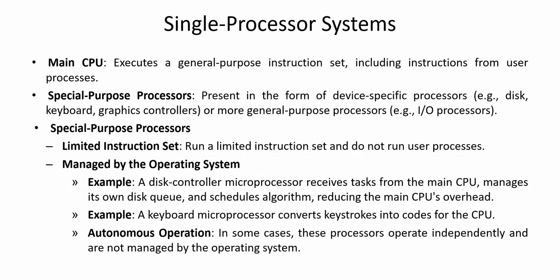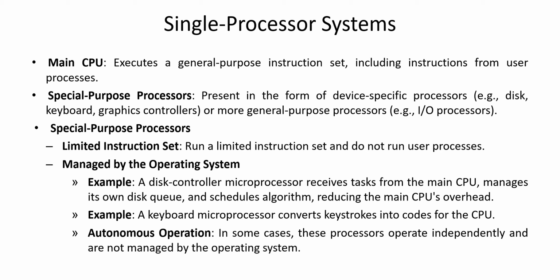Let's dig deeper into single processor systems. The main CPU executes a general purpose instruction set, including instructions from user processes. This is the workhorse of the system, but the single processor system also contains special purpose processors. These might be device specific, like disk, keyboard, or graphics controllers, or more general purpose, like dedicated I/O processors. These special purpose processors have a limited instruction set, and critically, they do not run user processes. That's not their job. They are typically managed by the operating system.